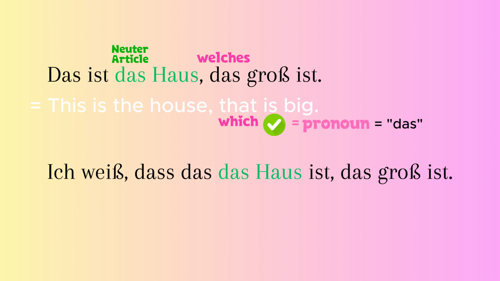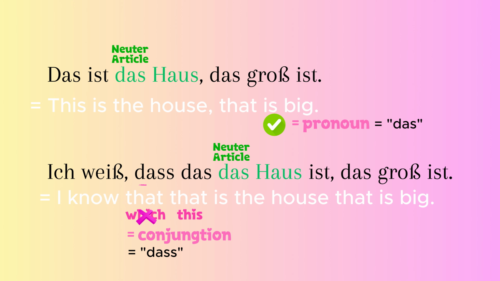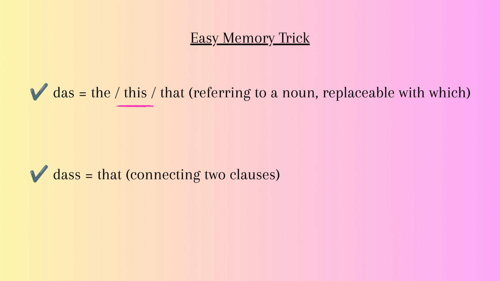If you have the sentence Ich weiß, dass das das Haus ist, das groß ist. I know that this is the house that is big. So here you can insert this, and then you know, okay, if I can insert this, it has to be one S. And then you can't say I know which this is the house, so there you have to have dass with double S, so it's a conjunction. And then at the end, that is big. You could also say which is big, so you know there has to be a das with one S. So if you can say this or which, then you have to write the das with one S.